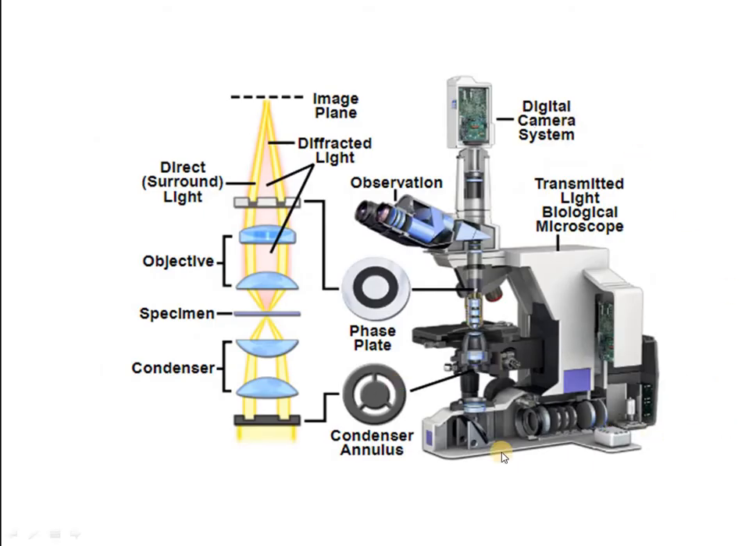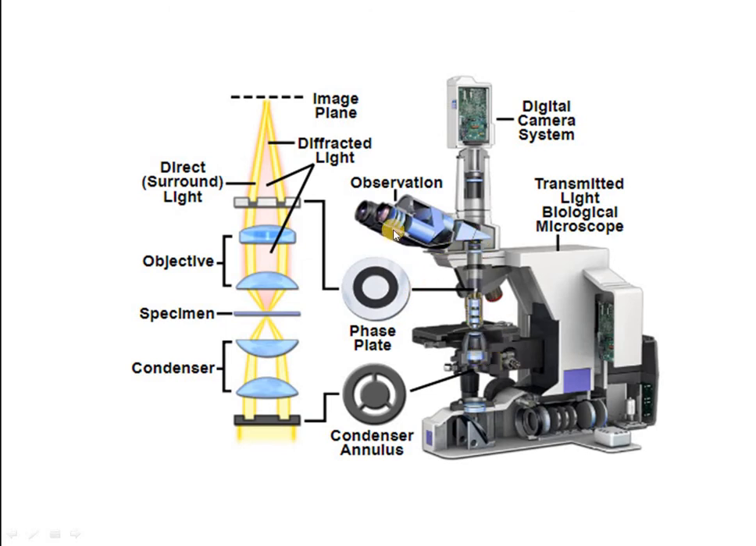So this is a picture of a phase contrast microscope. Here you can find a phase plate, which is present in the rear portion of the objective, and an annular condenser, which is present at the position of the condenser. So this is the difference between the light microscope and the phase contrast microscope.